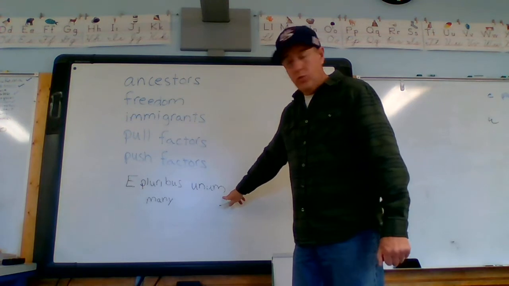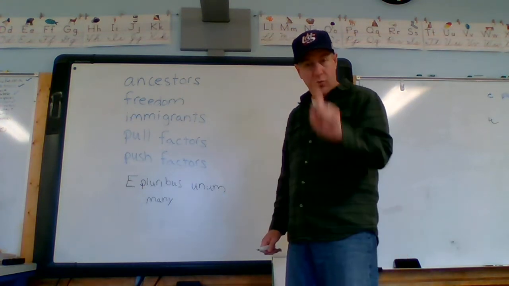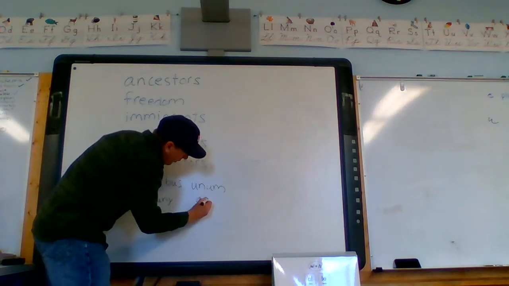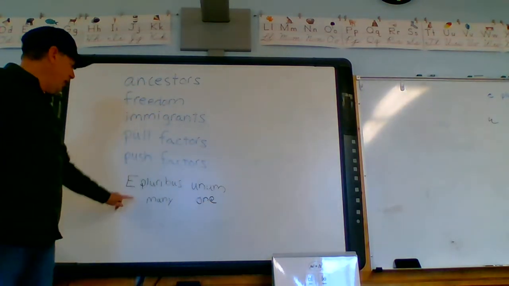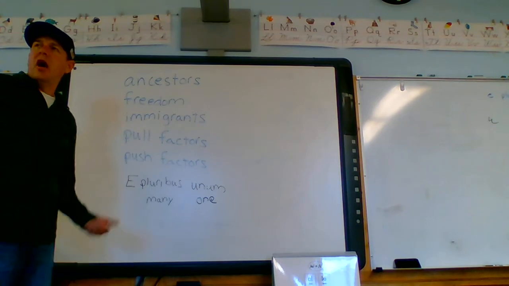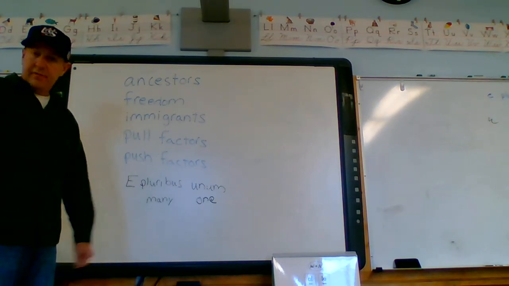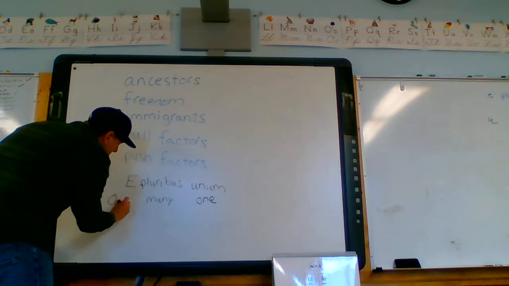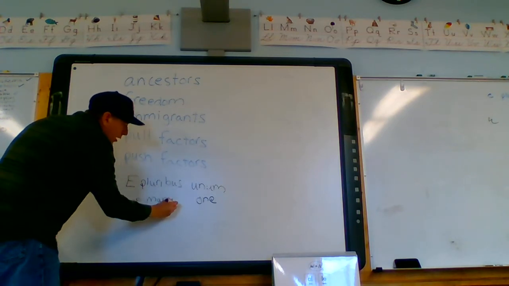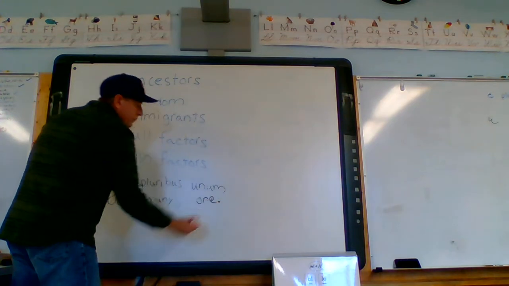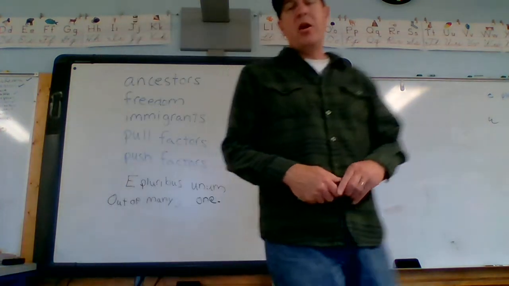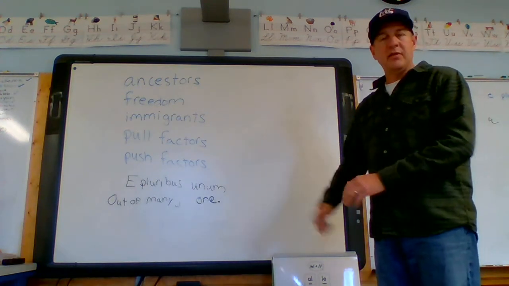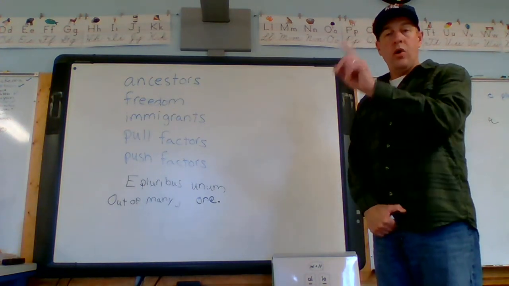Unum is Latin for one. So I'm just going to put one under here. And the E kind of means of or out of. Okay? So I'm going to write out of many, one. That is the motto of the United States of America. E pluribus unum. E pluribus unum means out of many, one.